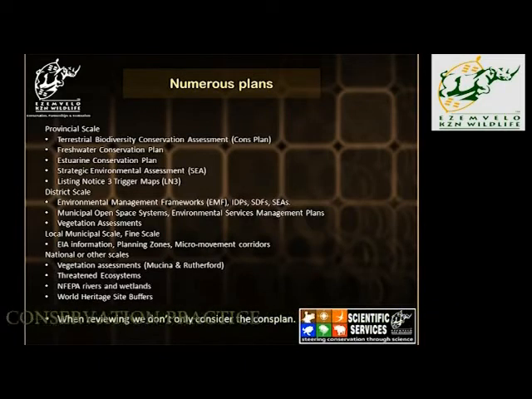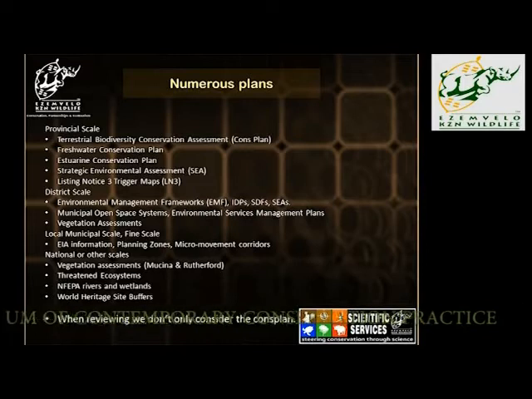At the district scale again, so we have a provincial SEA, district SEA, local municipal SEA. We have municipal open space systems, environmental services management plans. We have vegetation assessments for a district. We have vegetation assessments at the local scale. We get EIA information, which is supposed to inform our plans. We have planning zones. We have micro-movement corridors. It's quite complex as you start drilling down at these different scales.